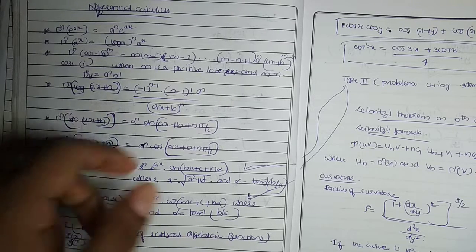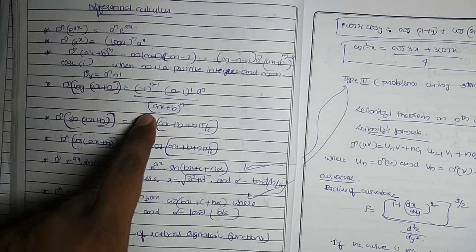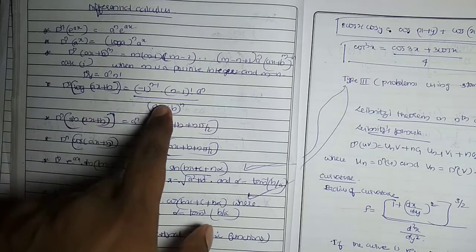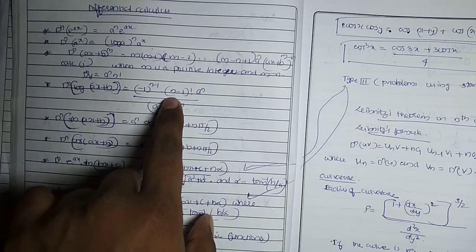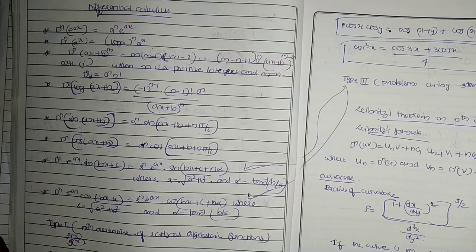The nth derivative of log of ax plus b is equal to minus 1 the whole raised to n minus 1 into n minus 1 the whole factorial into a raised to n divided by ax plus b the whole raised to n.